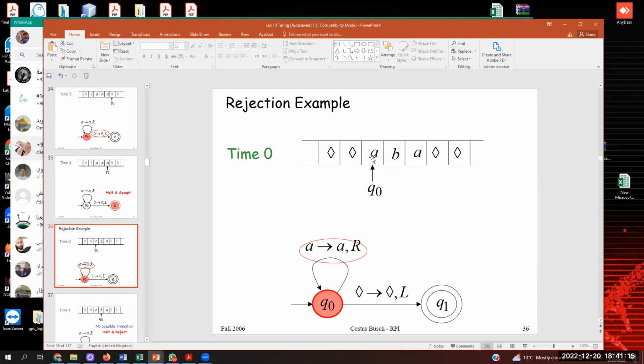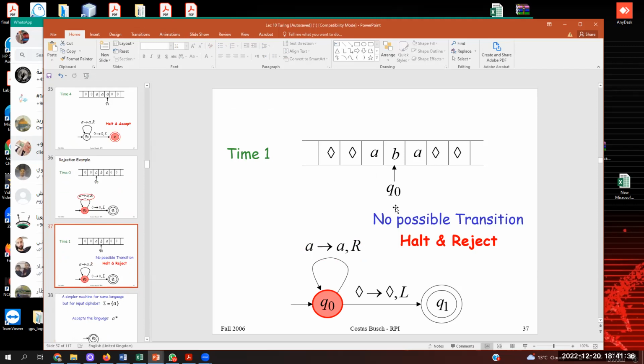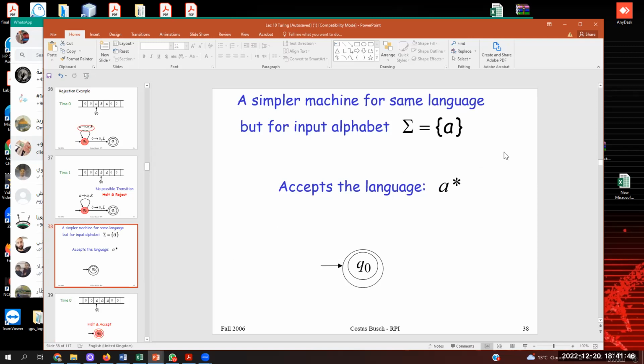This is a rejection example. If I have A, B, A, the first A will take me here. Now, at this position, I either read A or read a blank, but I don't have A or blank, so I have to stop. So I will stop right here, as I will show it here. Halt and reject. Why do I reject? Because I could not read the last A. This is this example, which is A star. I can do my A star like this.